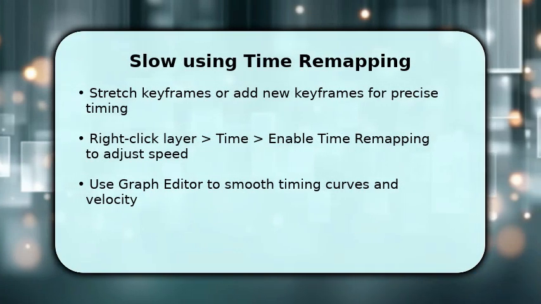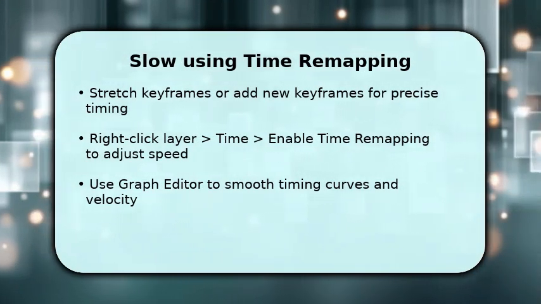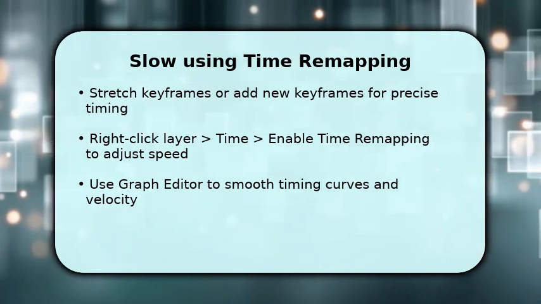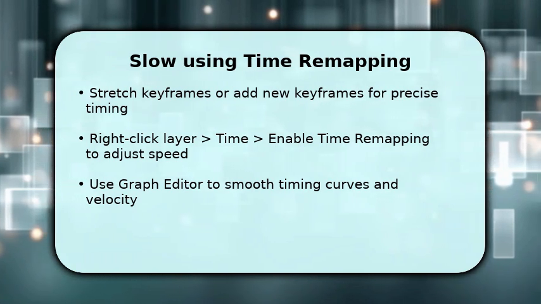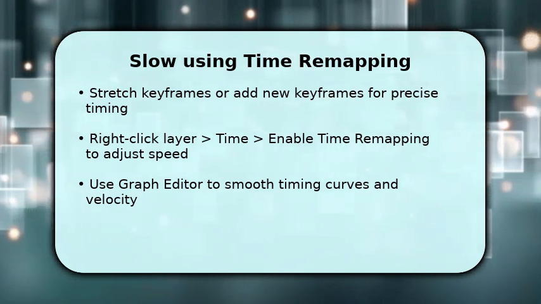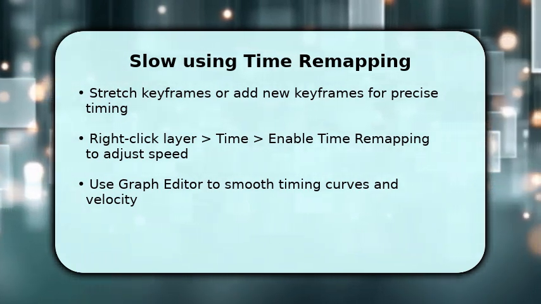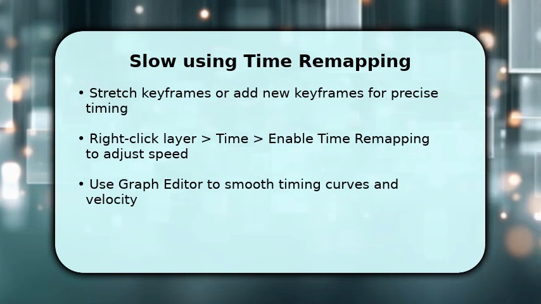You now slow the clip by dragging the final time remap keyframe to the right. That lengthens duration and reduces speed. For gradual slowdowns, add a keyframe where slow begins and another where it ends, then ease them in the graph editor for natural acceleration and deceleration.